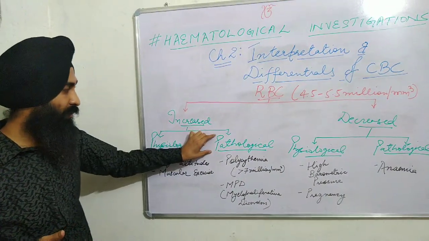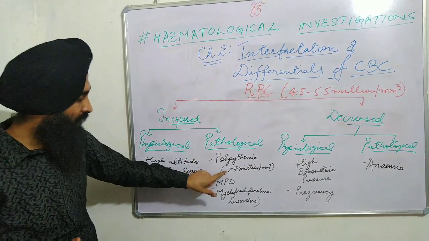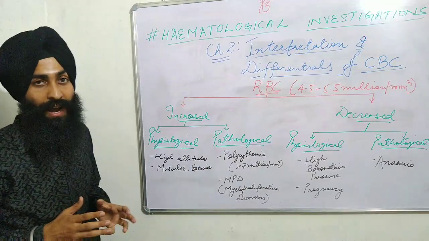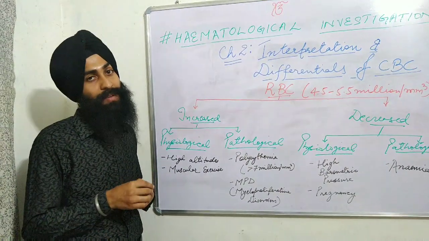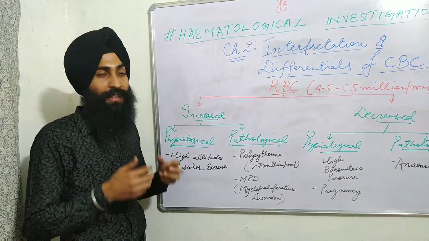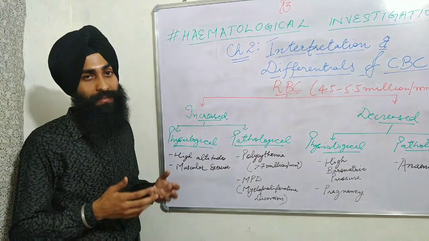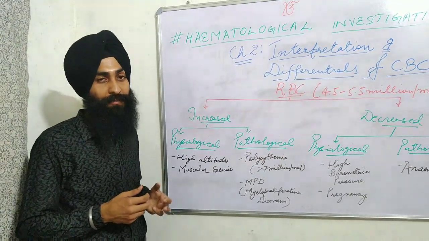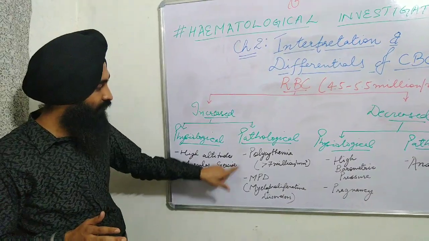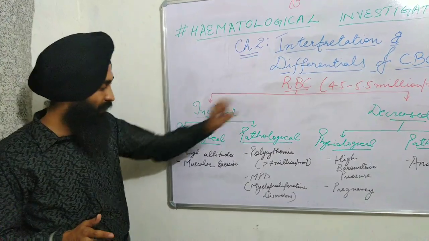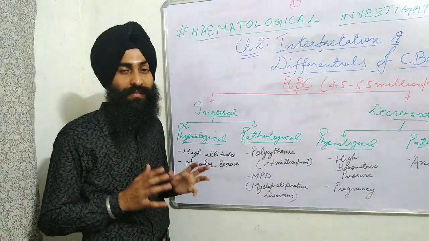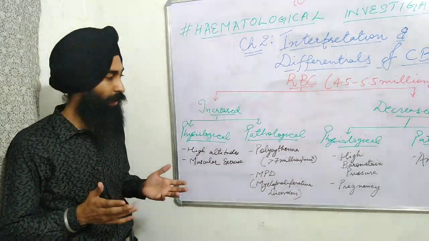Next is pathological conditions. If RBC is increased, more than 7 million per cubic millimeter, the condition is called polycythemia. And there are two types of polycythemia, primary polycythemia and secondary polycythemia. In primary polycythemia, there is increase of other blood cells also. And secondary polycythemia is always secondary to any underlying disorders. Second condition in which we will see the pathological increase of RBC is MPD, that is myeloproliferative disorders. This can be a malignancy of bone marrow.